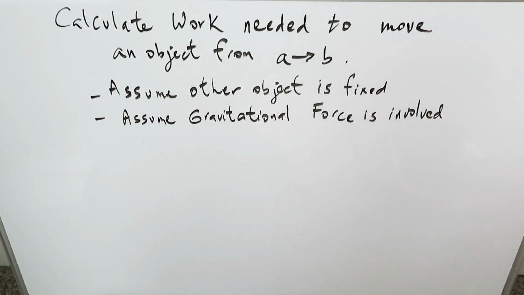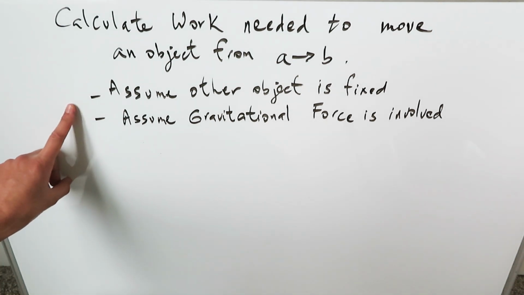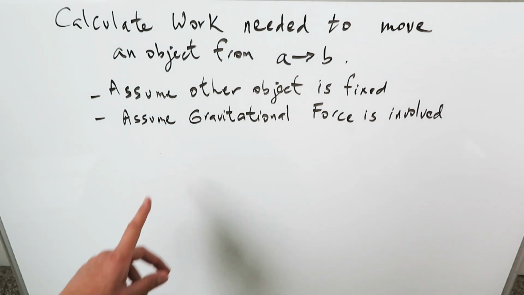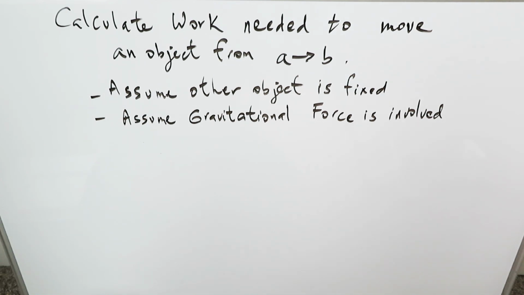I am Mr. Ish. Thank you for joining me for this video where we are doing an integral calculus application with regards to work. We have to calculate the work needed to move an object from A to B. Assume one object is fixed, the other one is the one which is moving from A to B. Assume also gravitational forces involved.